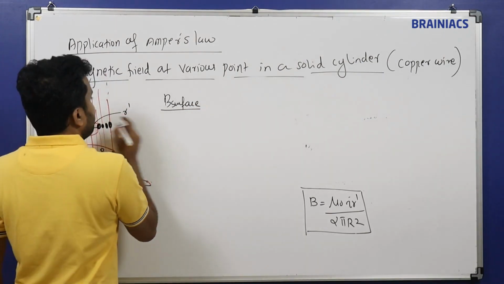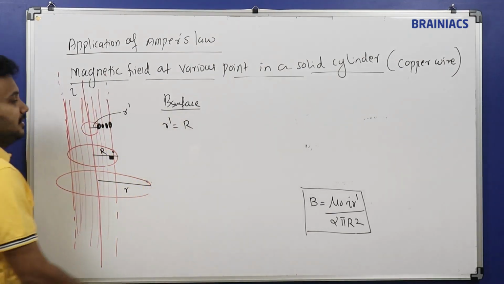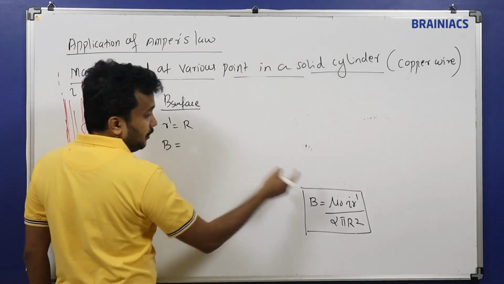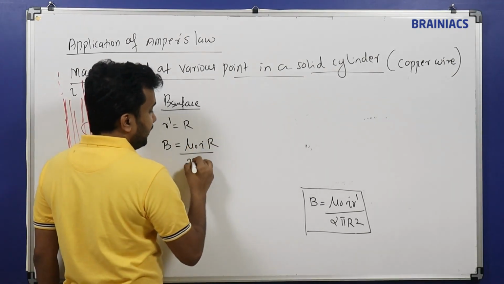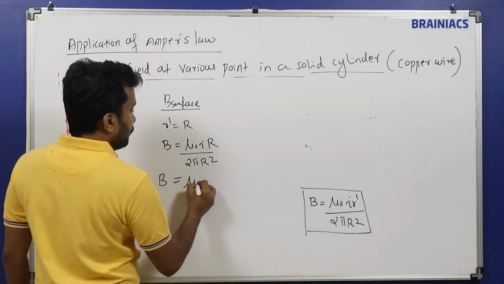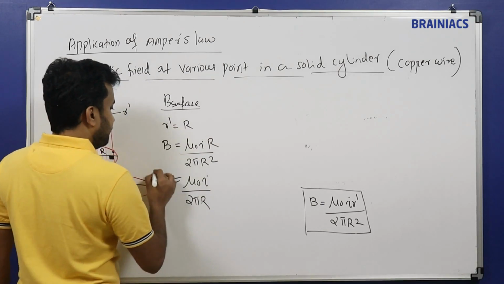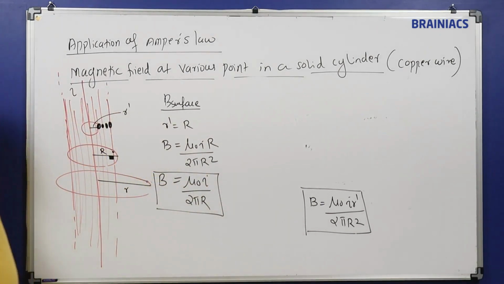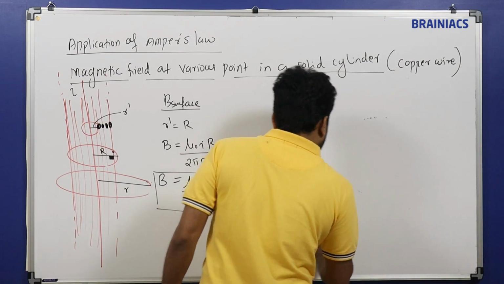At the surface, the point has reached the surface, so r dash equals capital R. If I substitute in the same equation, mu 0 I into r divided by 2 pi r square, r and r get cancelled. B equals mu 0 I divided by 2 pi r. This is also important: magnetic field at the surface. Okay, so let's continue. I got the surface, I got inside.